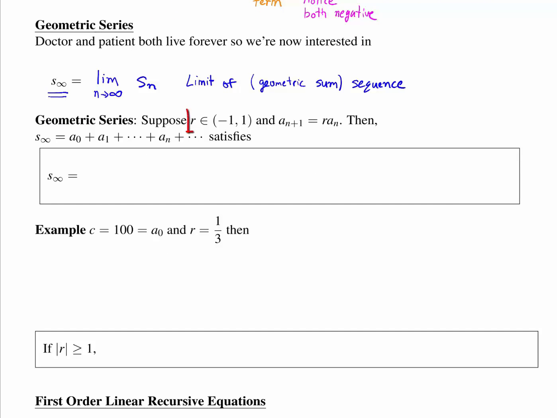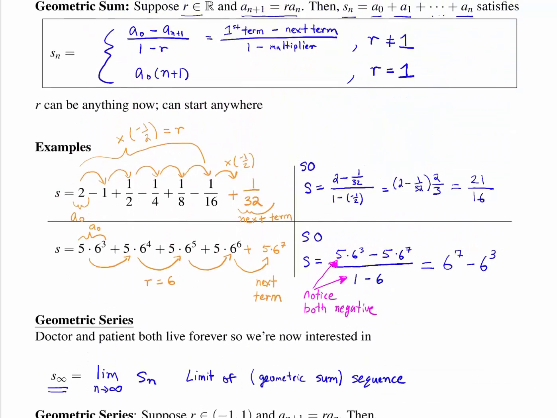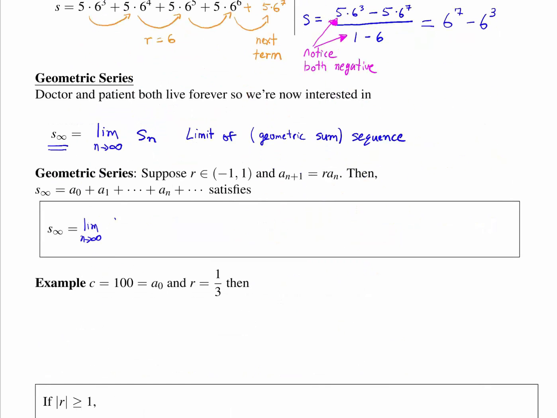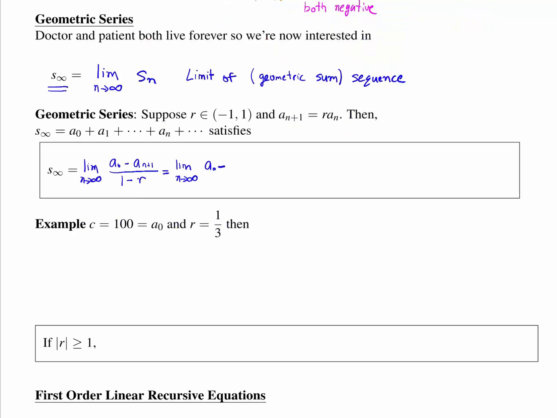So suppose that r is between -1 and 1, so this is the convergent case, and we have the geometric sequence, so a_{n+1} is equal to r times a_n. Then S infinity, well, that's the limit as n goes to infinity of Sn, so it is equal to the limit of the first term minus the next term all over 1 minus the multiplier, i.e. the limit of a0 minus a0 times r to the n plus 1 all over 1 minus r.